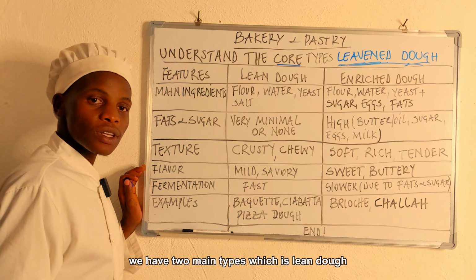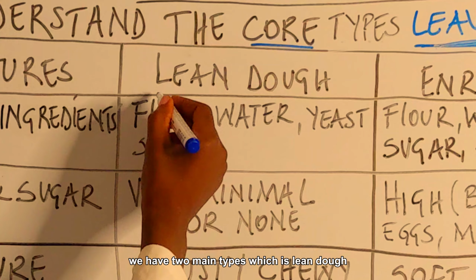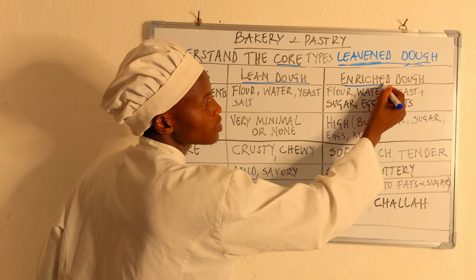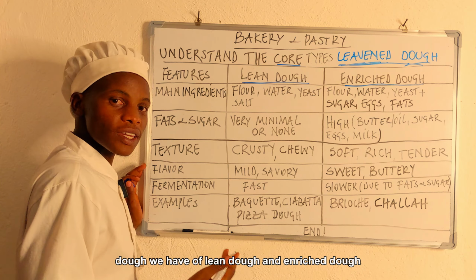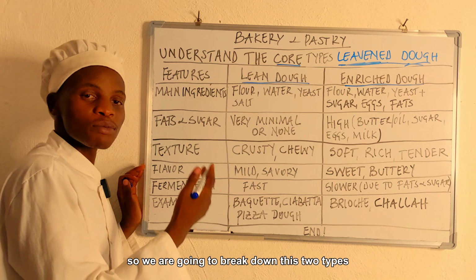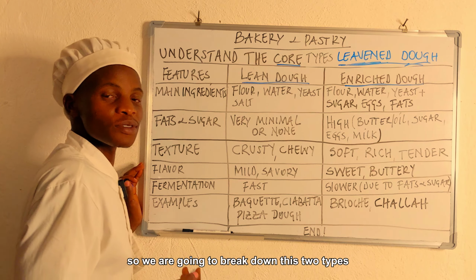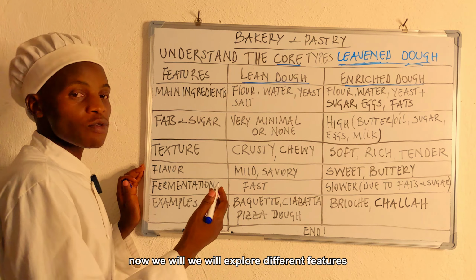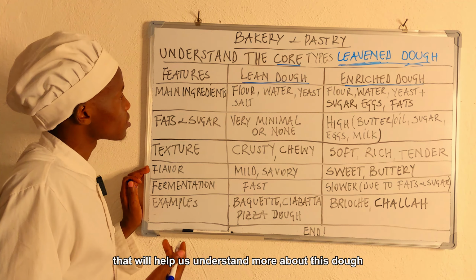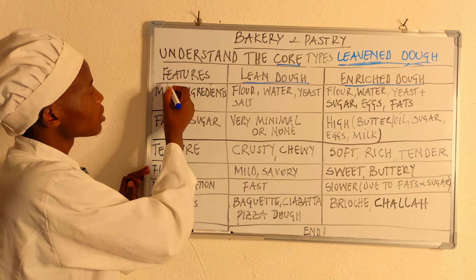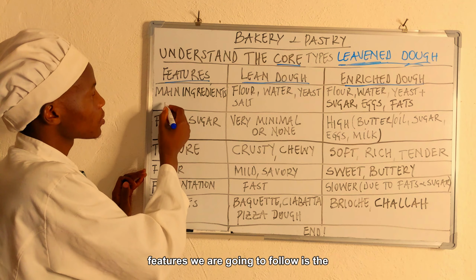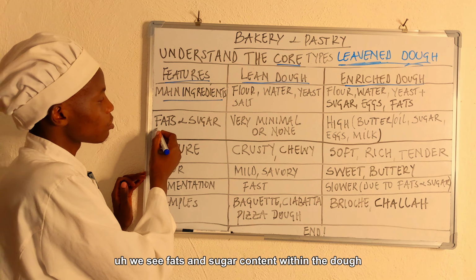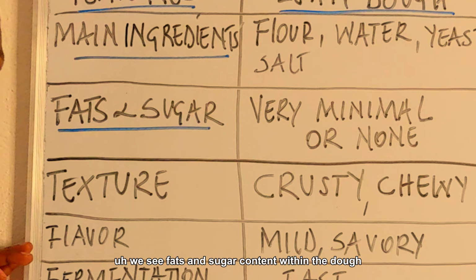In types of leavened dough, we have two main types, which are lean dough as well as enriched dough. We are going to break down these two types so that you can understand how they are different. Now we will explore different features that will help us understand more about this dough. The features we are going to follow are the main ingredient that we use in both doughs, and we will see fats and sugar content within the dough.